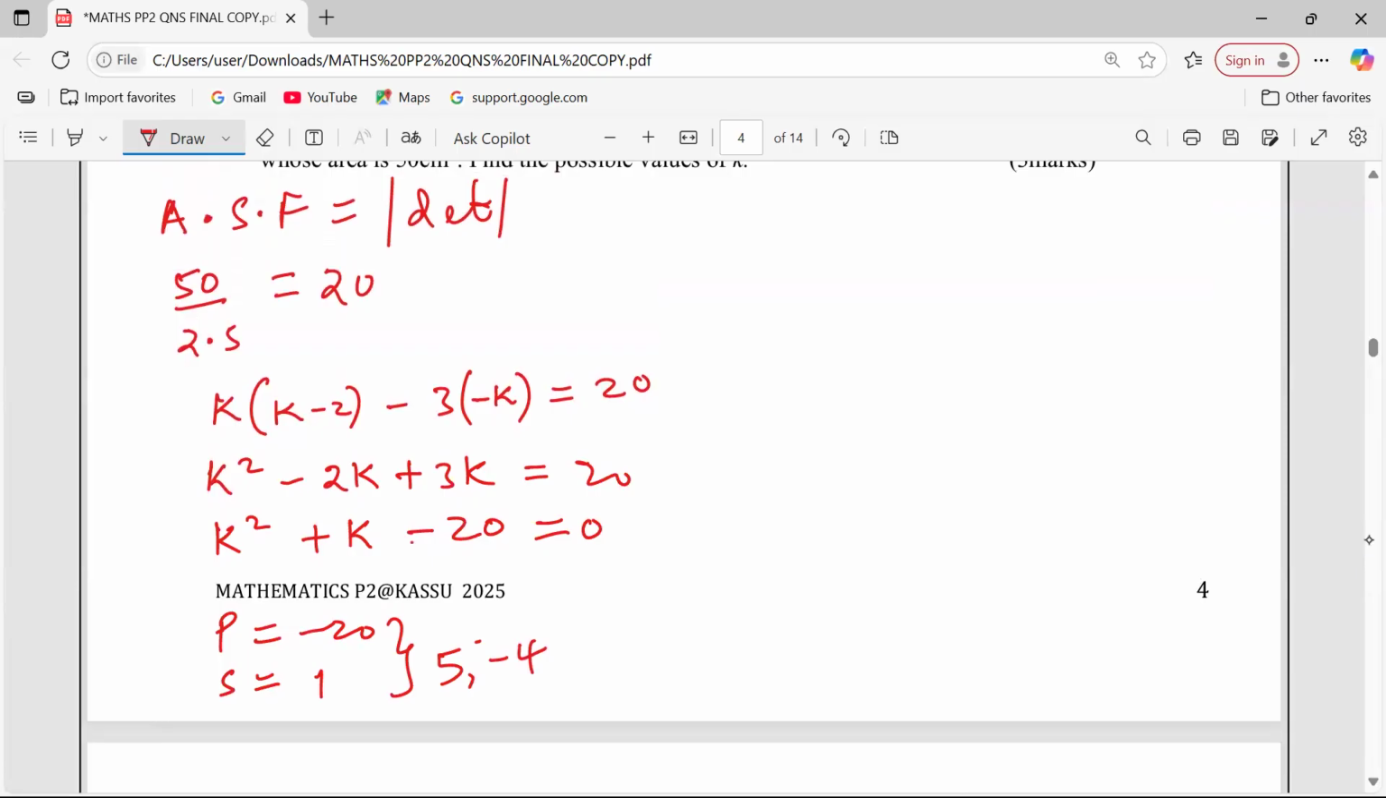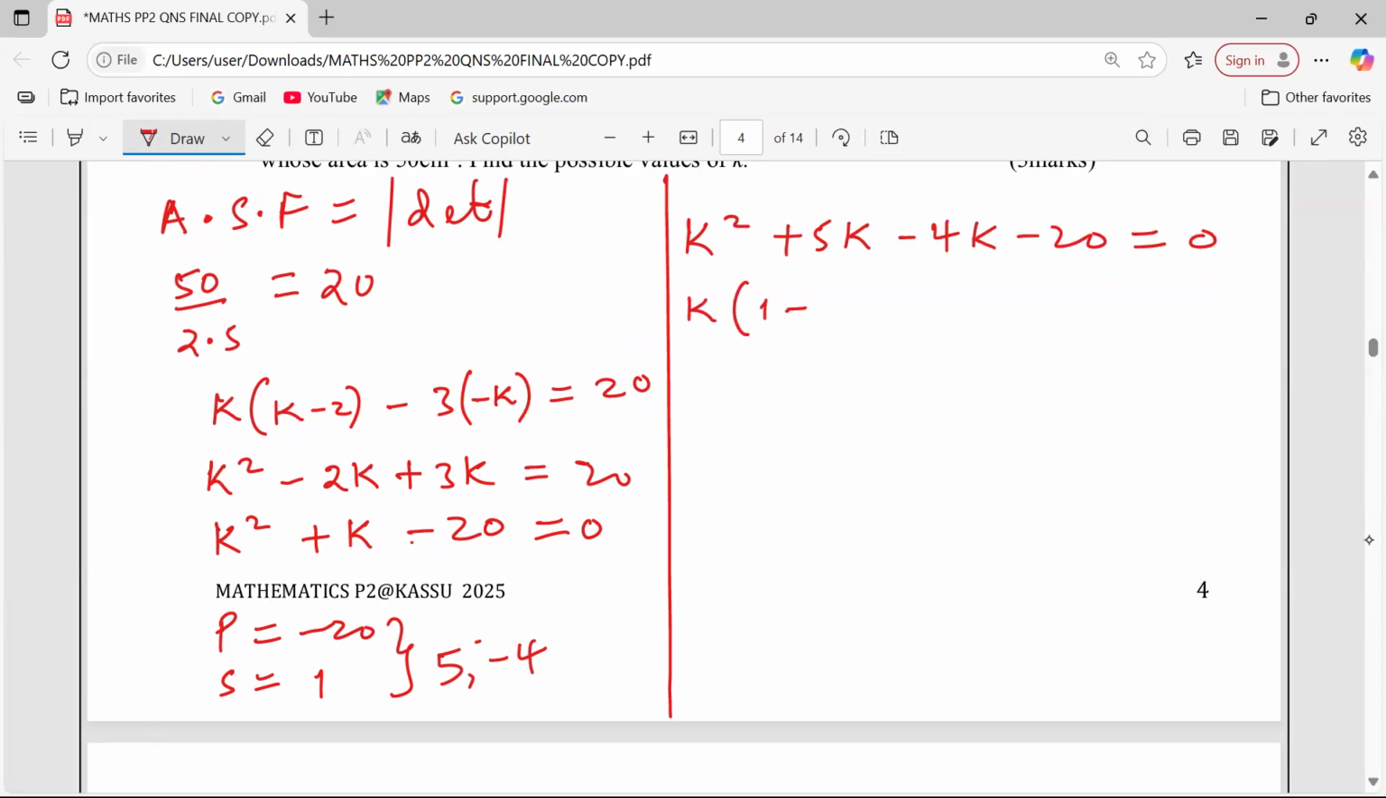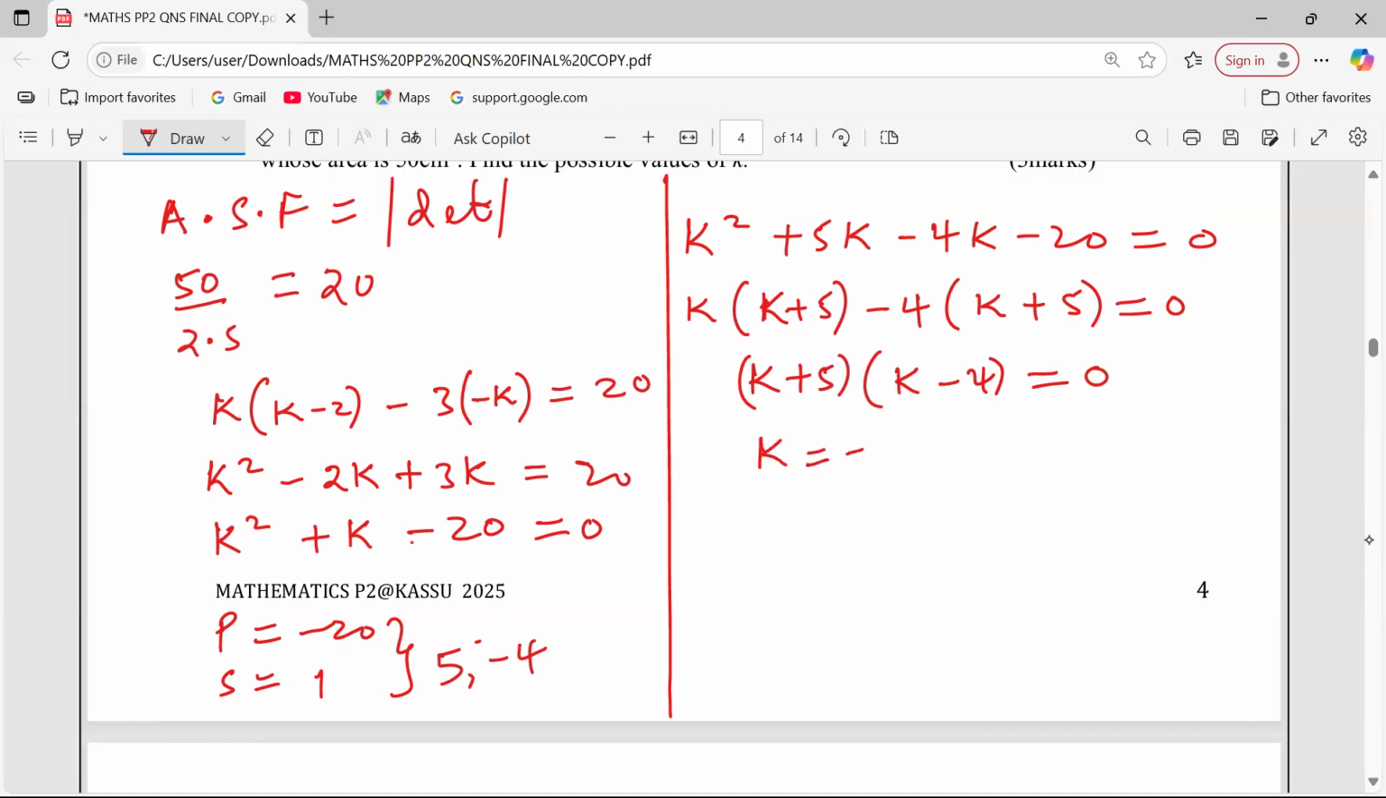5 and negative 4. So the equation is written now with K squared plus 5K minus 4K minus 20 equals 0. We factor out K alone, to remain with K and 5. We factor out negative 4, to remain with K and a positive 5, equals 0. So (K plus 5) from the brackets and (K minus 4) outside the brackets equals 0. Now we can talk of K equal to negative 5 or K being equal to positive 4.